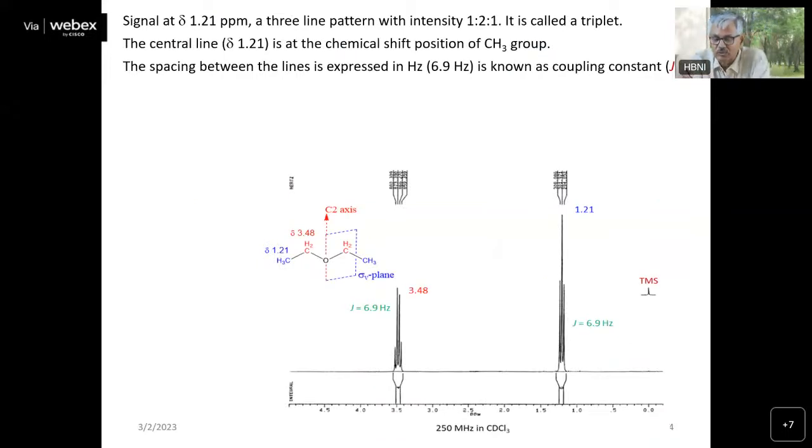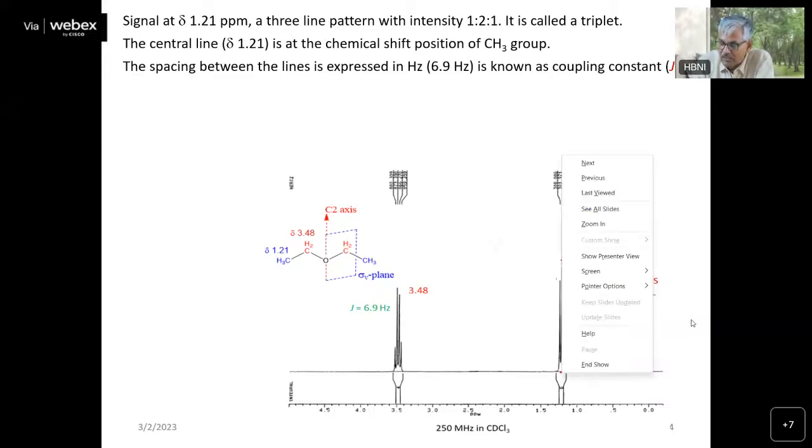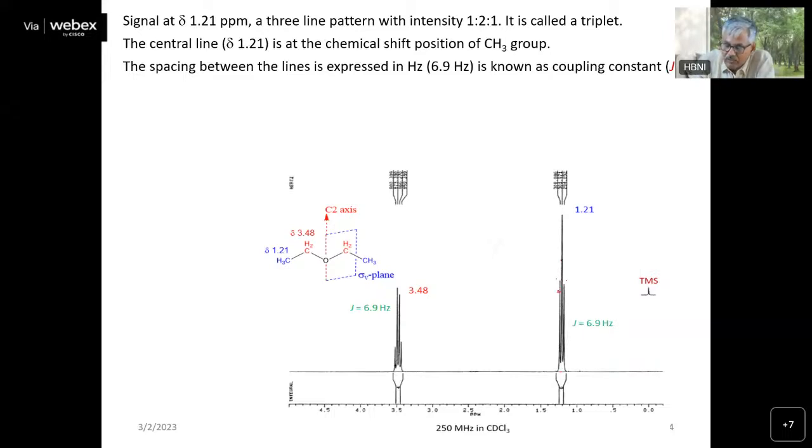The signal which you see at 1.21 ppm is a 3-line pattern with intensity ratio 1:2:1. This is 1, this is 2, this is 1. If the line intensity ratio is 1:2:1, then we call this a triplet. The central line falls on the delta value 1.21, so this is the chemical shift position of the methyl group. The spacing between any two lines, 6.9 hertz, is known as the coupling constant. We'll discuss it in detail later on. Just remember this is the coupling constant and the chemical shift. Chemical shift is nothing but the position of the central line, and the difference between two lines is the coupling constant.